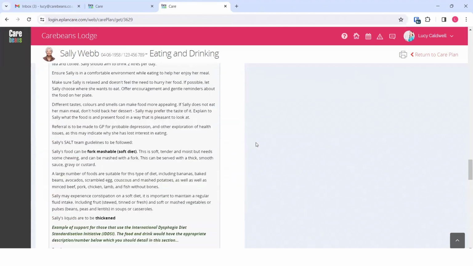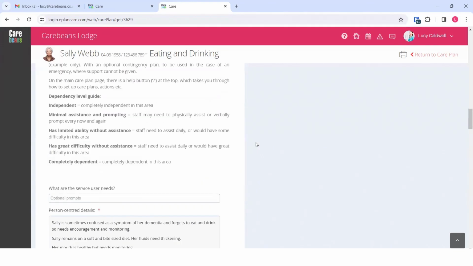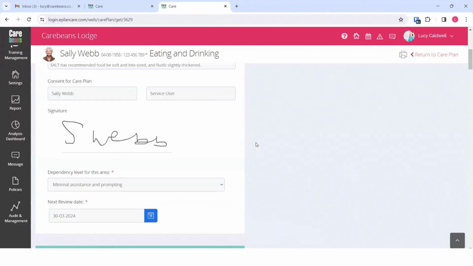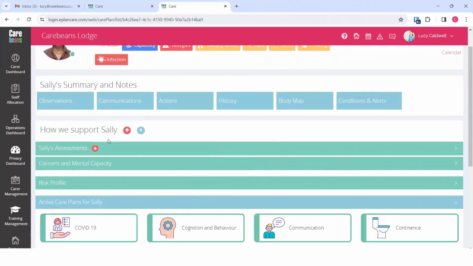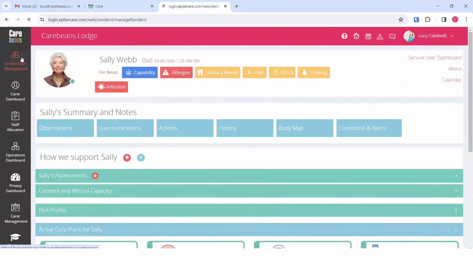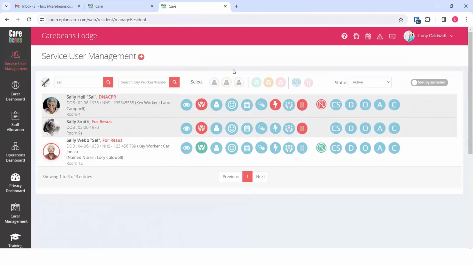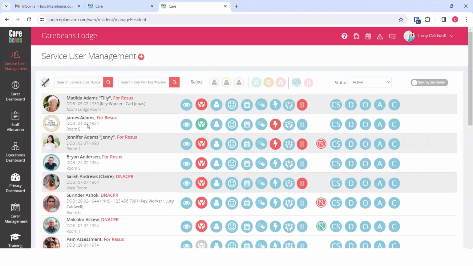So that's your care plan. You'll be getting an example of that in your resource pack. Actually, let me show you on someone else. I'll show you this choking assessment that we have as well, which you might wish to put in place for somebody. If you're thinking they may be at risk of choking, you can do a choking risk assessment and link it into your eating and drinking care plan.